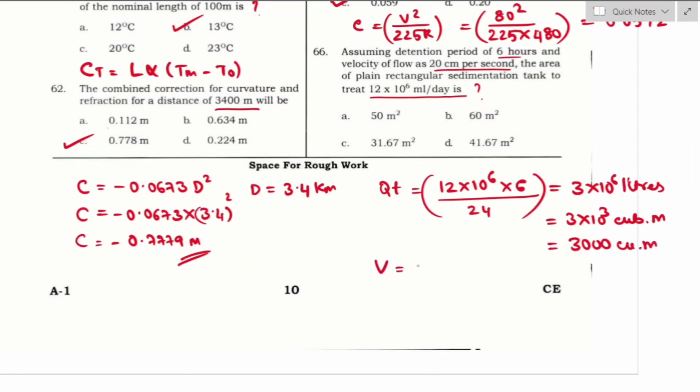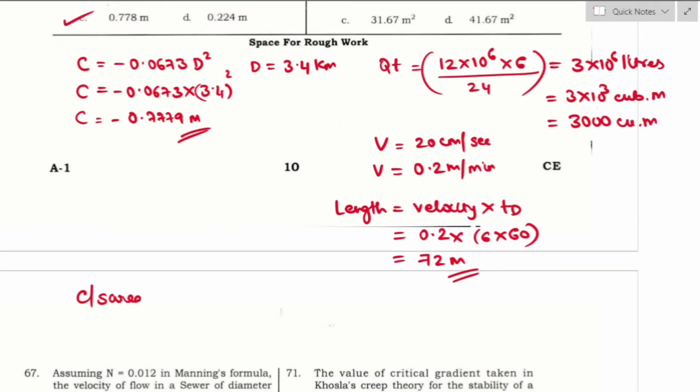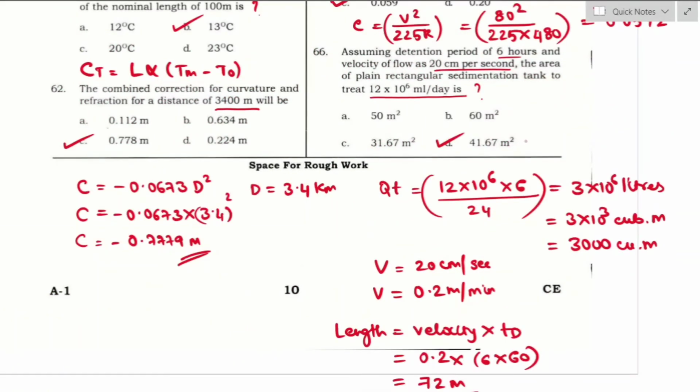Velocity of a flow is given as 20 centimeter per second. Length of the tank will be equal to velocity into detention period. Length will be around 72 meter. Now we can find the cross-sectional area of the sedimentation tank by capacity of the tank by length of the sedimentation tank. The capacity is 3000 cubic meters divided by length of the tank is 72 meter. On solving this, the cross-section area will be 41.67 meter square. So the right answer is option D, 41.67 meter square.